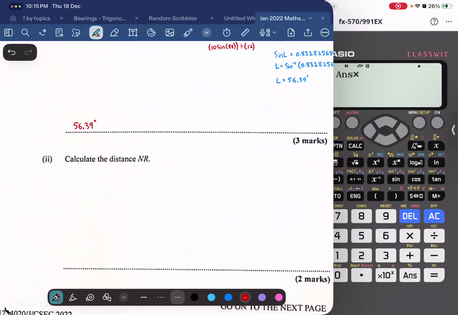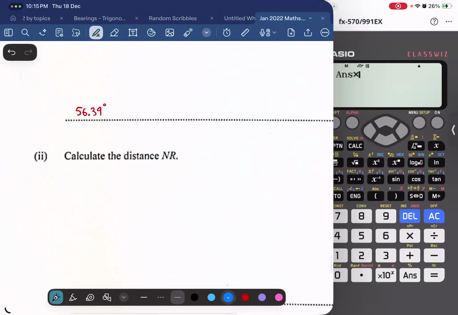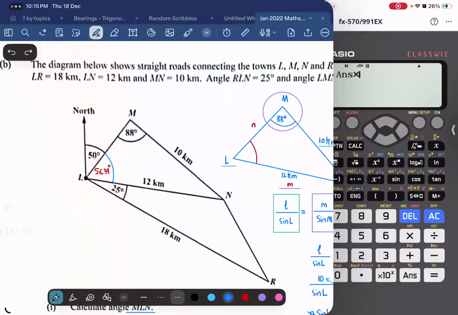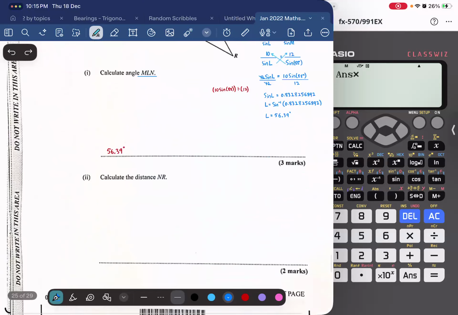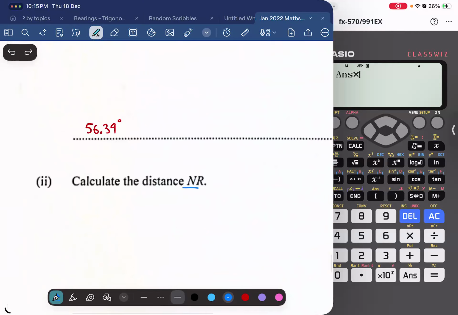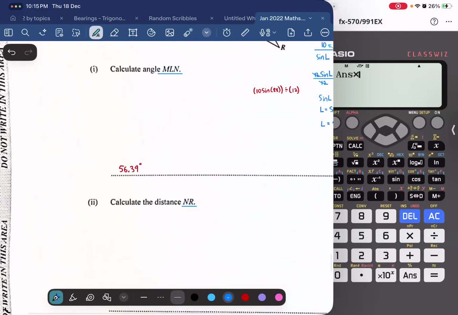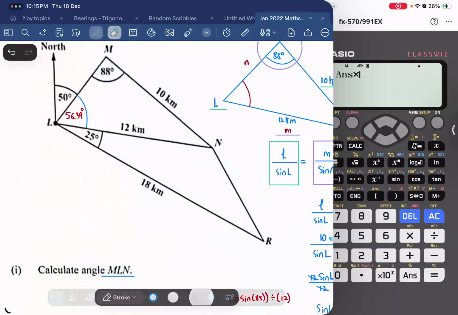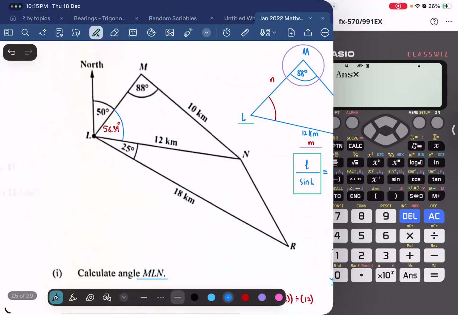Okay, next question. So, Faith, what are they asking us in the second part? They want us to calculate the distance of NR. I bet you that we might have to use cosine. I was looking at the question earlier and I was saying we probably might have to use cosine for this question.